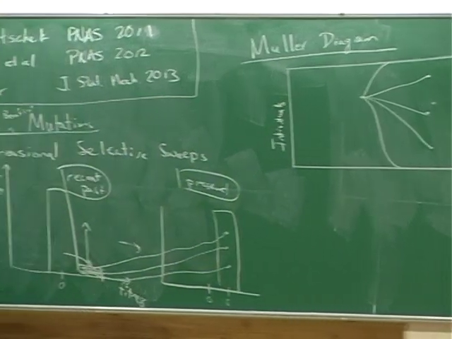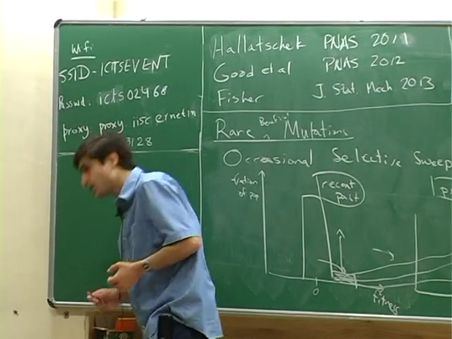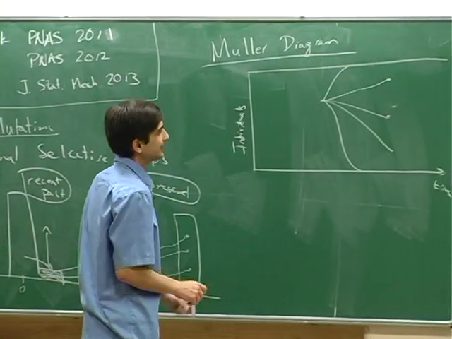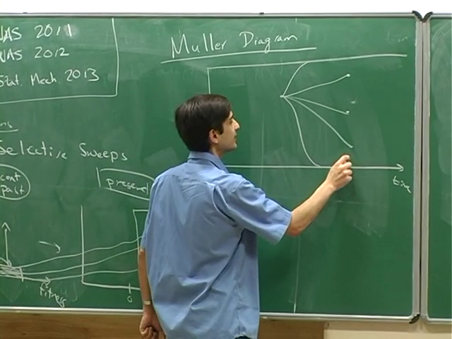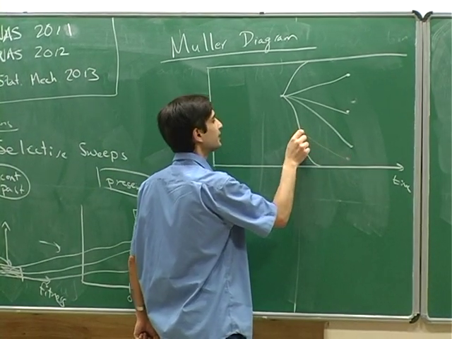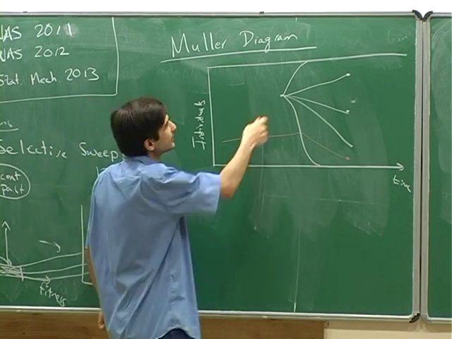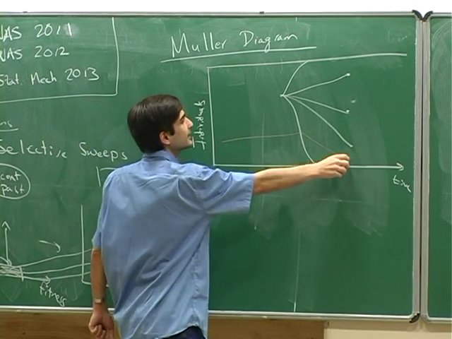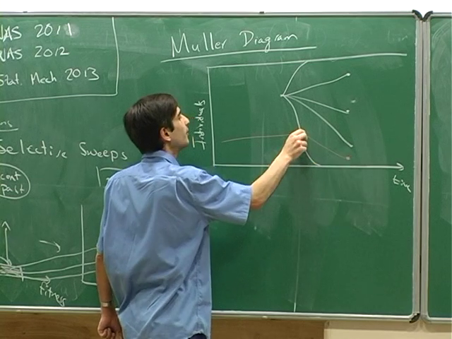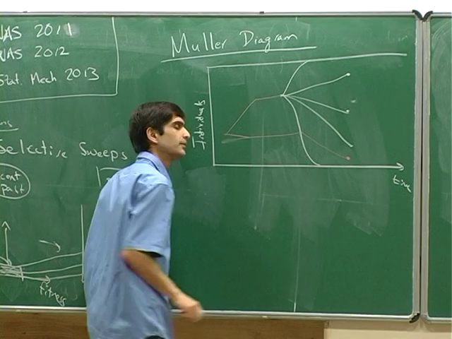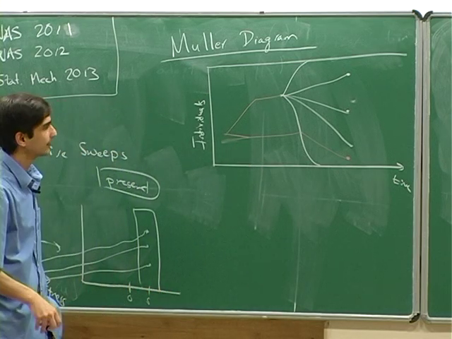Now, typically, if we were thinking about a sexual population, we might also have some individual that we sampled from the present that occurred here, and then there was a recombination event, which sort of separated this individual from this sweep, and we would get some genealogy that looks like this.